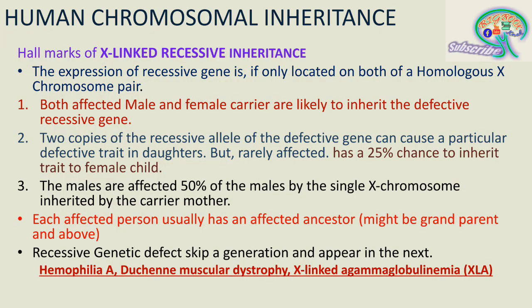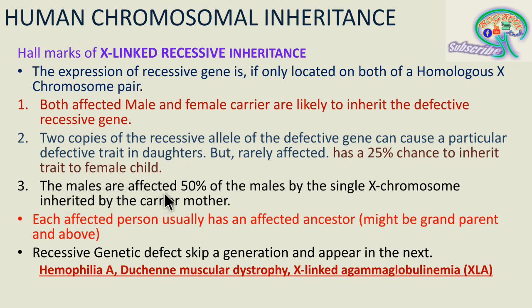Next, coming to X-linked recessive inheritance. Here the expression of the recessive gene occurs only if it is located on both of a homologous X chromosome pair. Both affected males and female carriers are likely to inherit the defective recessive gene. Here not equally likely, only likely. Two copies of the recessive allele of the defective gene can cause a particular defective trait in daughters, but rarely. An affected father has a 25% chance to pass the trait to a female child. So there is only 25%.